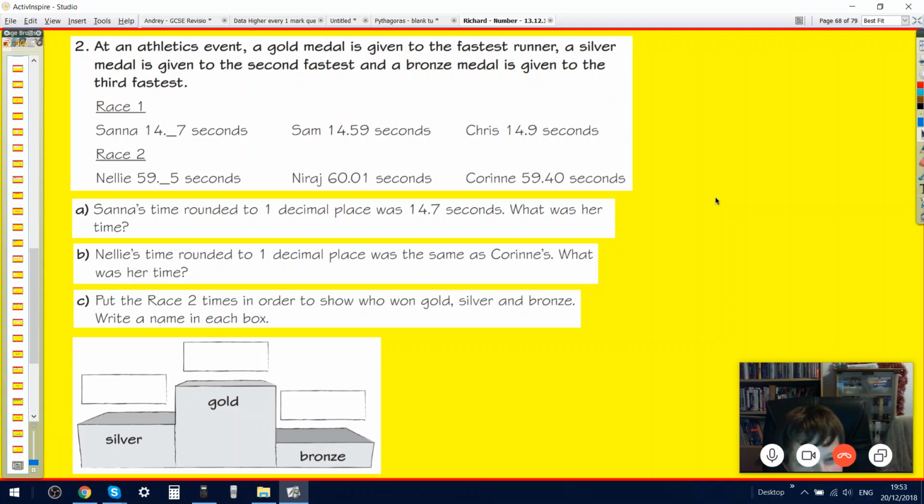Okay. So Nelly's time would need to be rounded to Niraj's time, which is 60.01 seconds. So it has to be less than that. So go on, pick a number for Nelly. 59.25 seconds. Wait, no, that would be rounded down. So 59.75 seconds. Yeah, that would do.